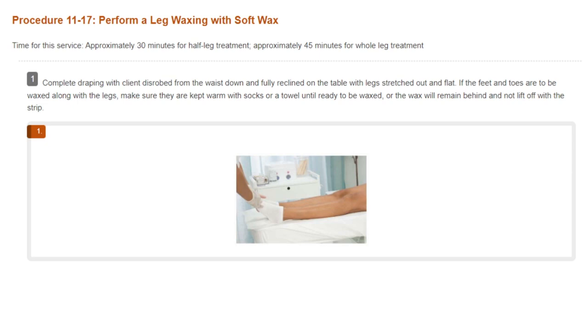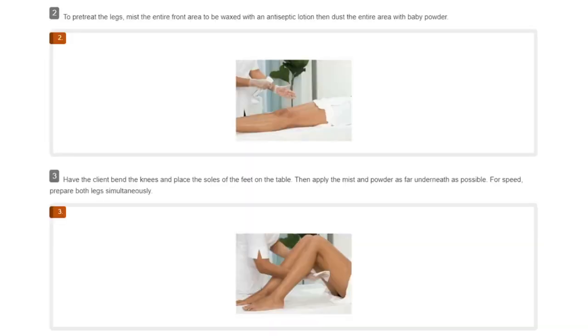1. Complete draping with client disrobed from the waist down and fully reclined on the table with legs stretched out and flat. If the feet and toes are to be waxed along with the legs, make sure they are kept warm with socks or a towel until ready to be waxed, or the wax will remain behind and not lift off with the strip.